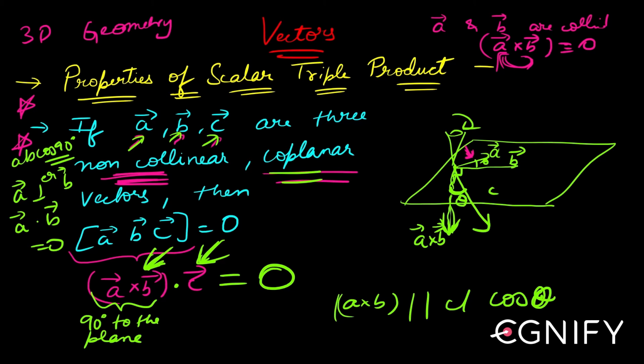This is the reason why, if three vectors are coplanar, and obviously they have to be non-collinear, the box product is 0. Why am I mentioning non-collinear? Because if they are collinear, then this cross product itself will become 0.